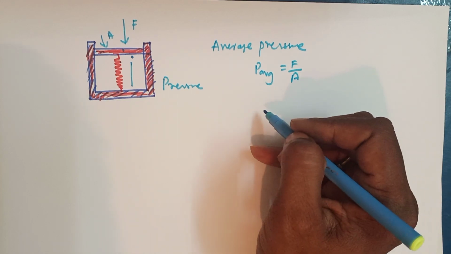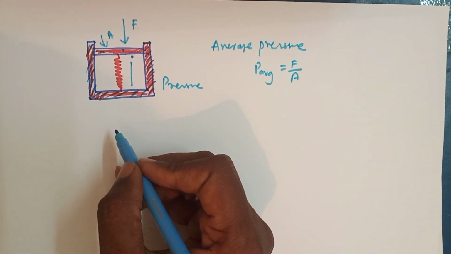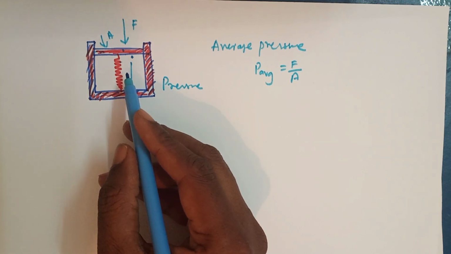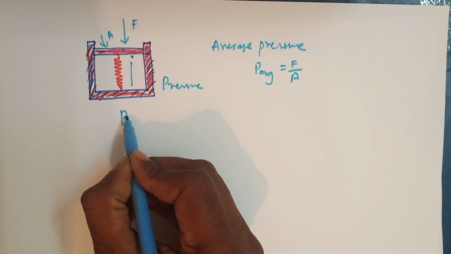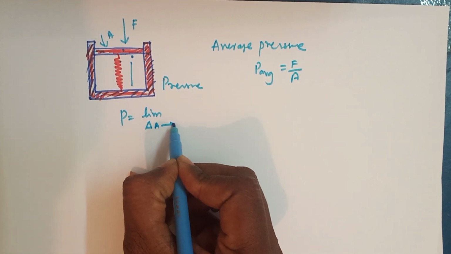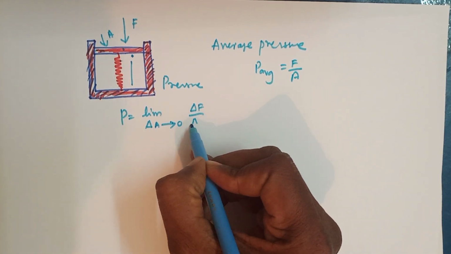Now in principle the piston area can be chosen to be arbitrarily small. The pressure is then defined in a limiting sense: P is equal to the limit as delta A approaches 0 of delta F by delta A.